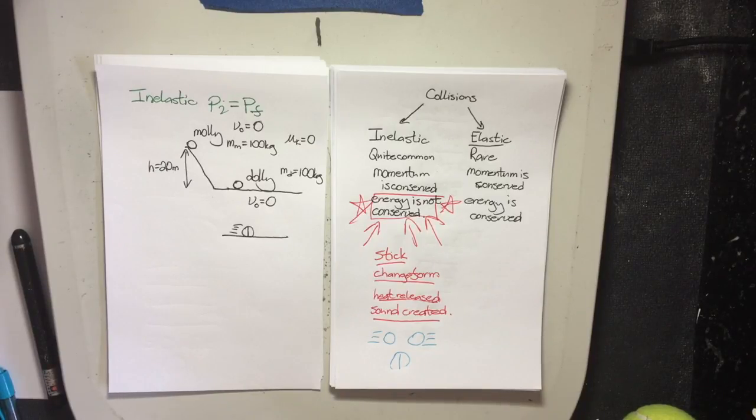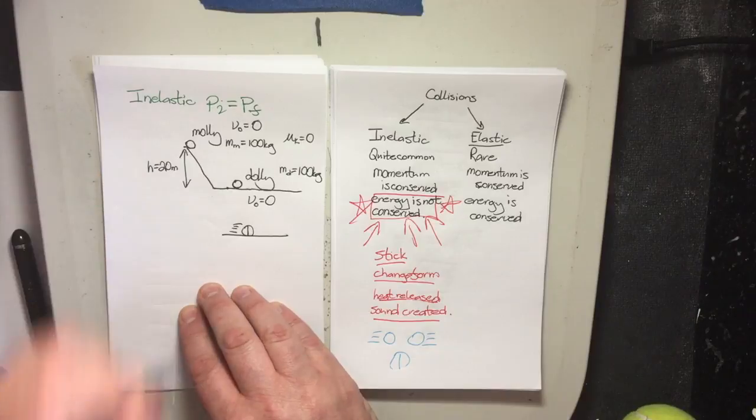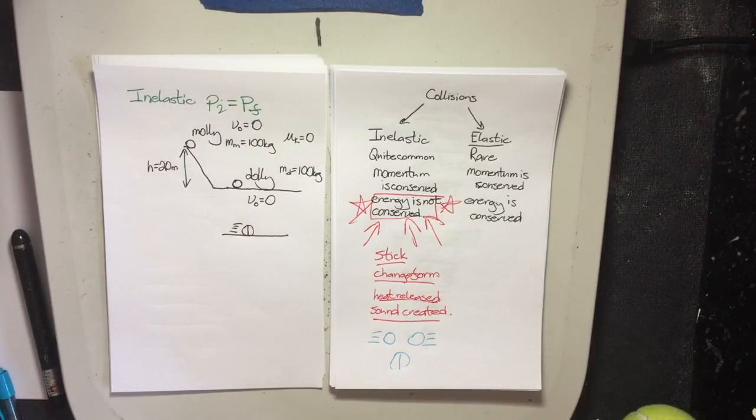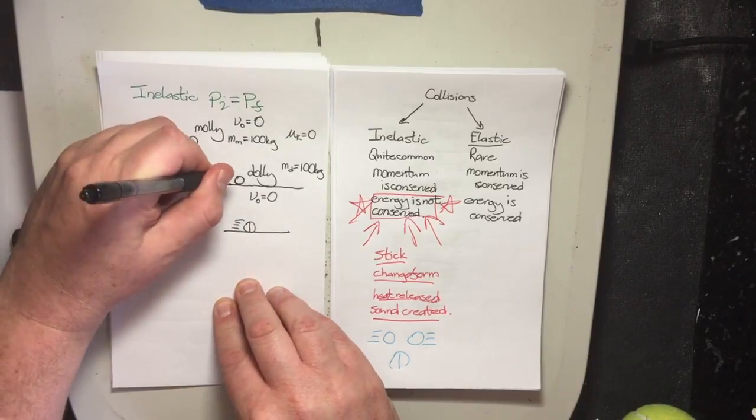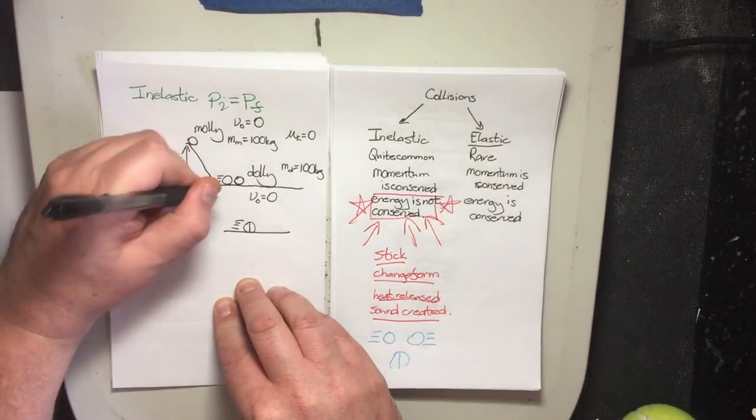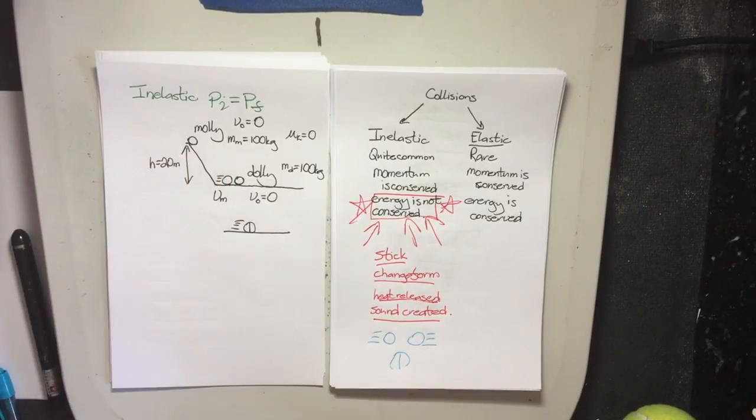Inelastic. Is energy conserved? No. What is conserved? Momentum. Excellent. So, in a way, bear with me for a moment, because I know I've been teaching you how you don't conserve energy. In a way, you do. You have to know the velocity of Molly as she collided into Dolly. So it's a two-step problem. The first part is, well, what's the velocity of Molly at the bottom of the hill?